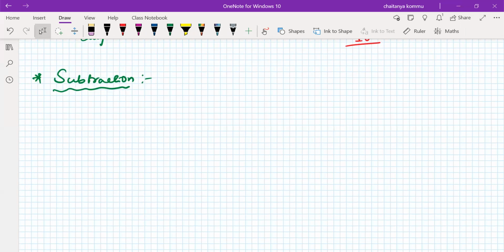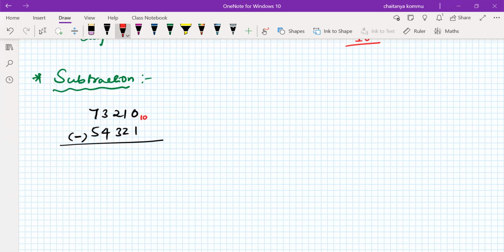So far we have seen addition. For example, 7, 3, 2, 1, 0, 5, 4, 3, 2, 1, something like this I have written. I want to perform the subtraction here, on a decimal number system. If I write the subscript 10, it means it is a decimal number system. What I can do here is that we know the concept called borrow, and we know the difference.